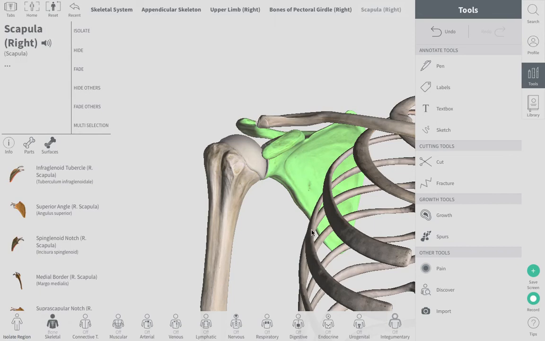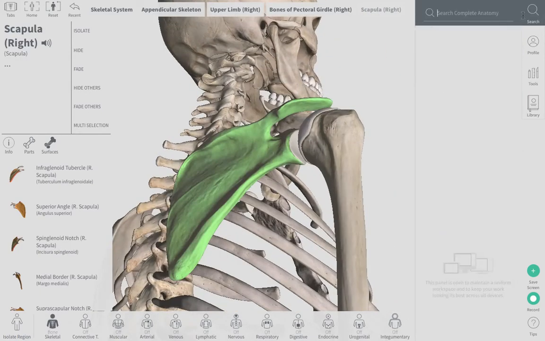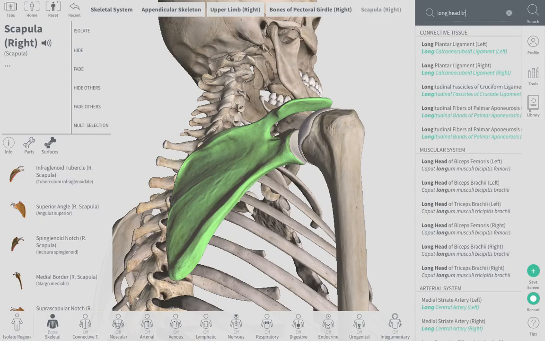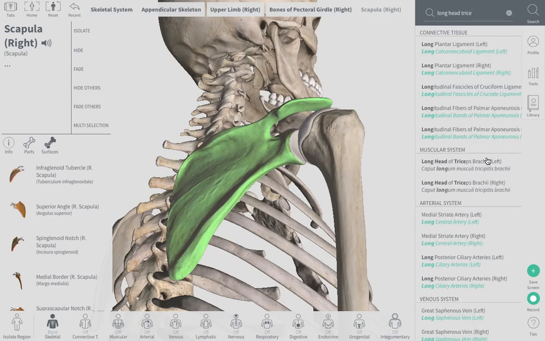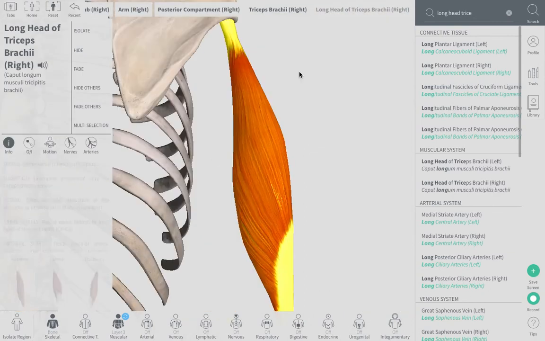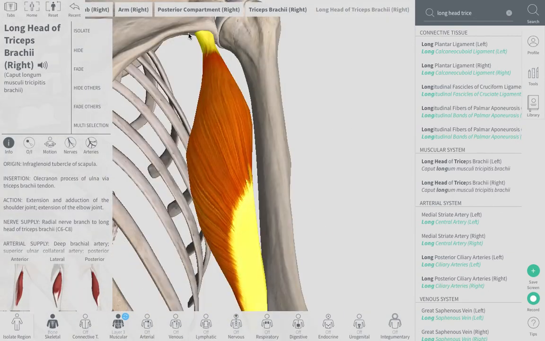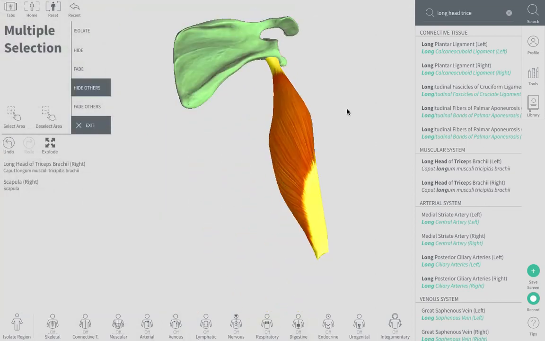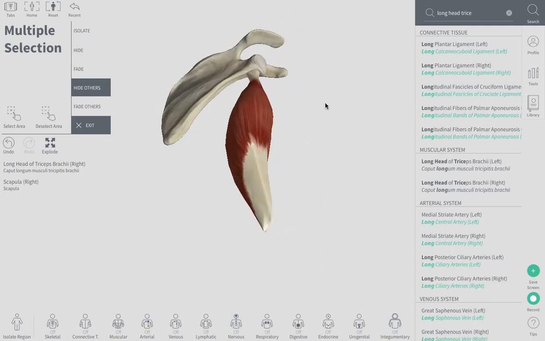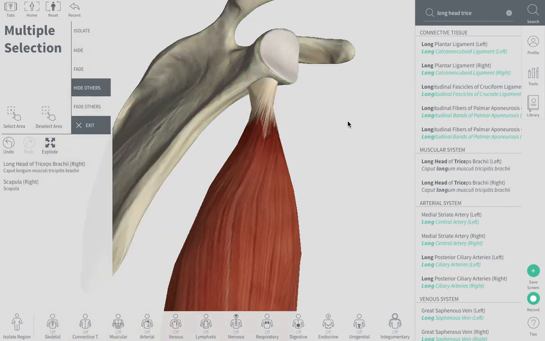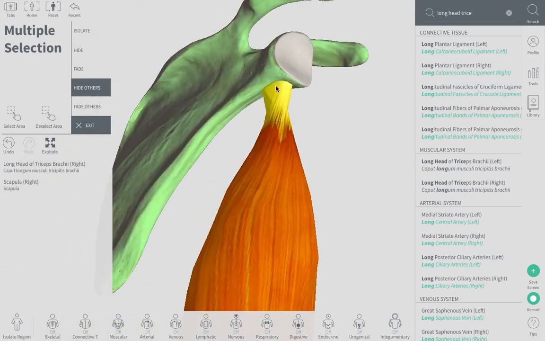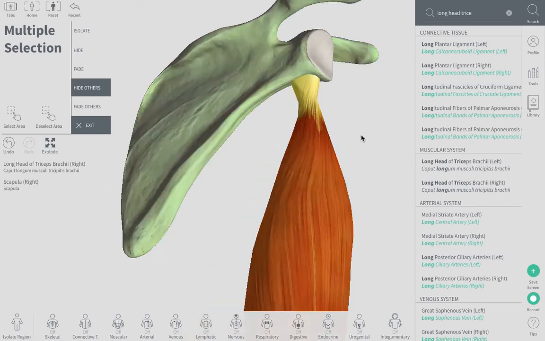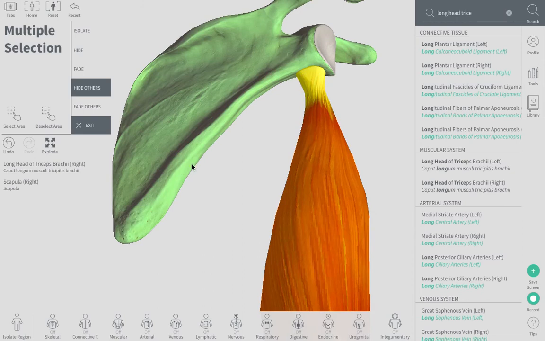So what I'm going to do is insert the long head of the triceps back on the other side. And I'll isolate the scapula and the long head of the triceps, and you can see where it inserts will be right at the infraglenoid tubercle. So it's that area right there, runs along the lateral border, and sits below the glenoid cavity.